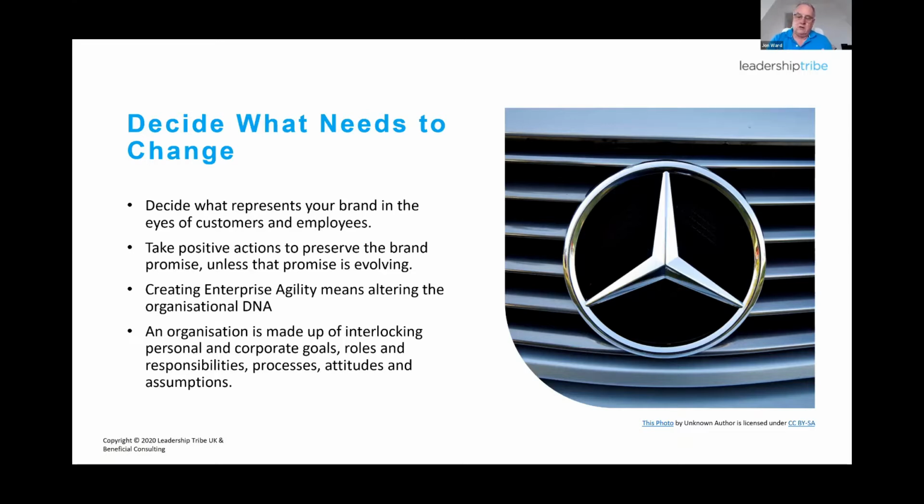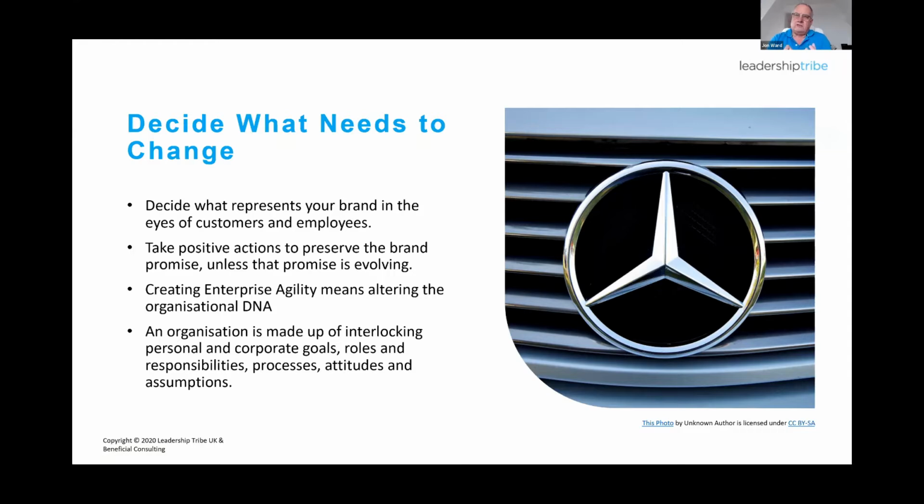So they've got the Mercedes brand there. Everybody knows what the Mercedes image is. If it was Coca-Cola, everybody knows what the Coca-Cola brand is. And so what we need to do is be sure that we know what represents our brand in the eyes of our customers and also of our employees, because don't forget, our employees are as important to the brand as the customers are.